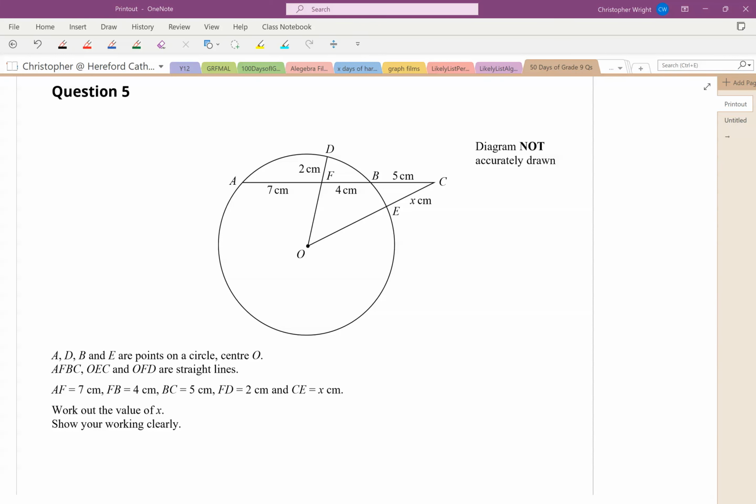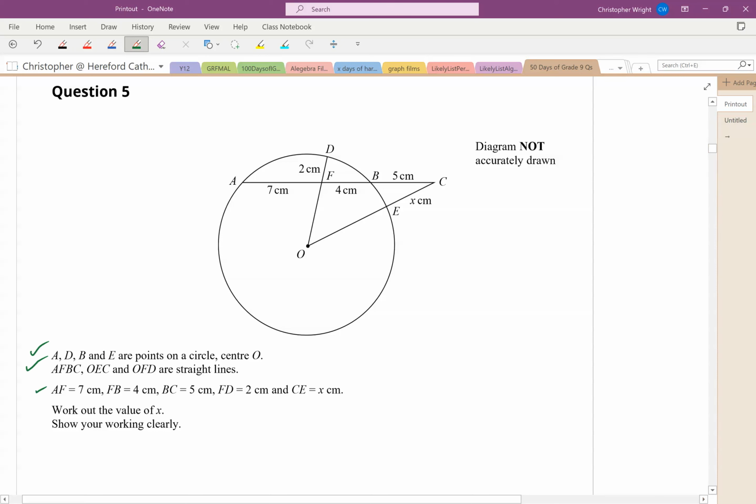Question 5. Right, let's have a look at this diagram first, and let's agree that we're likely to use the intersecting chord theorem. Okay, and now let's have a look. A, D, B, and E are points on the circle. Yes, they're labelled. AFB, COE and COFD are straight lines. Yes, they look like it.